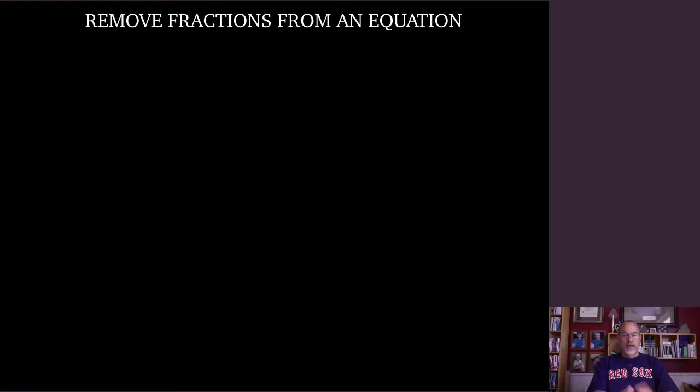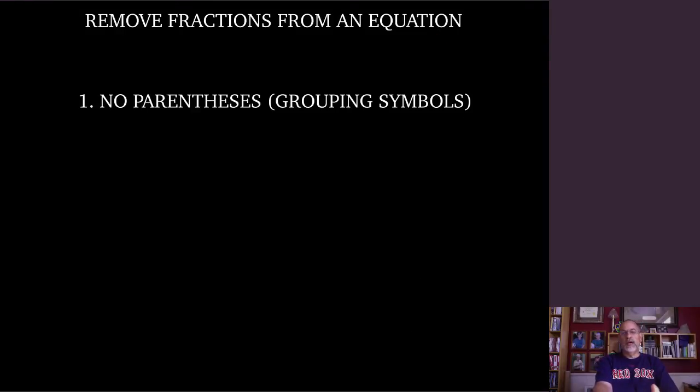Now, there's three things we want to remember when we're doing this. First of all, we cannot remove the fractions until all the parentheses, or grouping symbols, have been removed. So we are going to have to distribute first. So if we have fractions and there are parentheses in the equation, we will have to multiply those fractions first, removing the parentheses. Then we can go and remove the fractions.